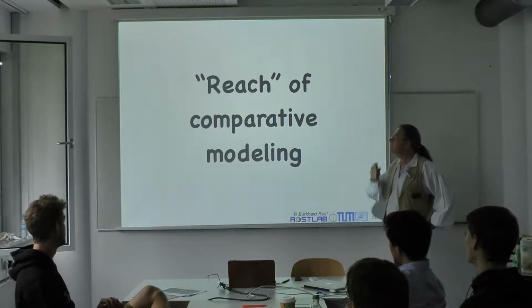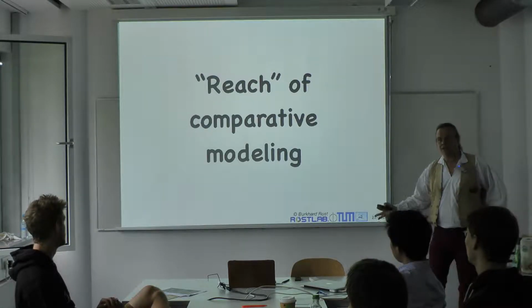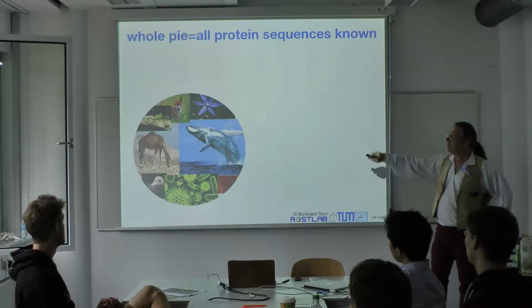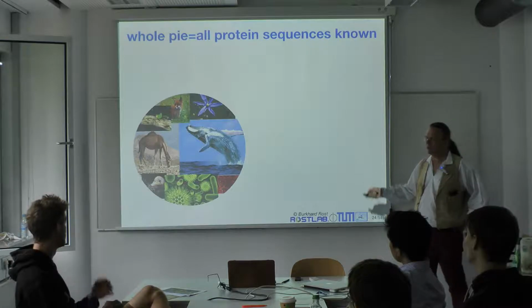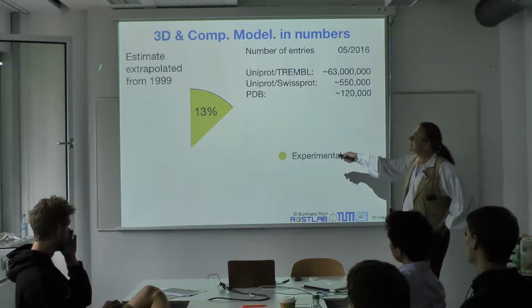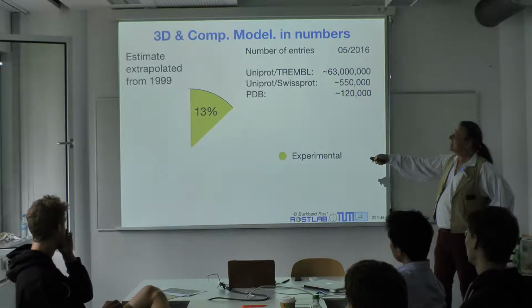The reach of comparative modeling: how much of that can you do today? I'm going to first show you the reach for all the known protein structures. So the entire pie that I will show you represents all known structures. So we begin, and this is an extrapolated number. That is why these numbers are not quite right.